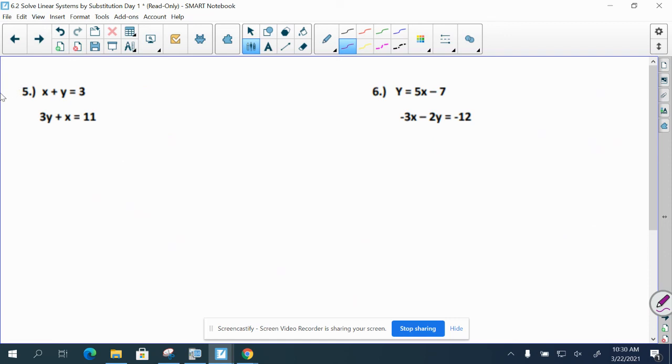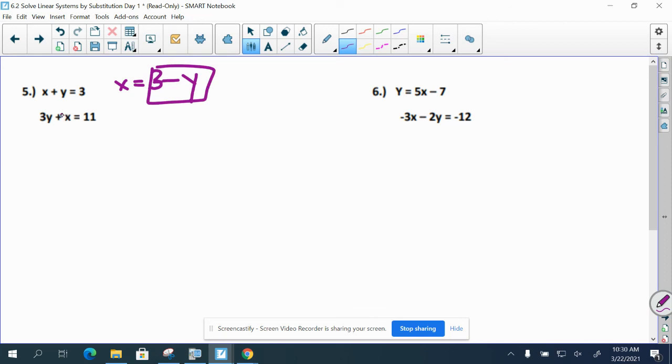And then we'll do maybe one more. So for number 5, what could you solve for, x or y? It really doesn't matter. You could solve for this x, you could solve for this y, you could solve for that x. If this were me doing this, I would solve for x here by subtracting the y over. So I'd get x equals 3 minus y.